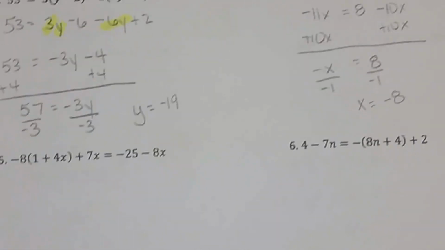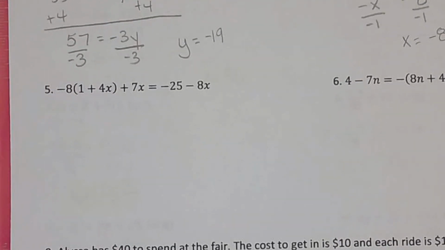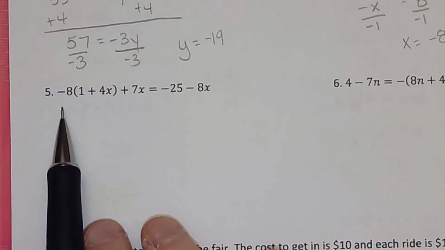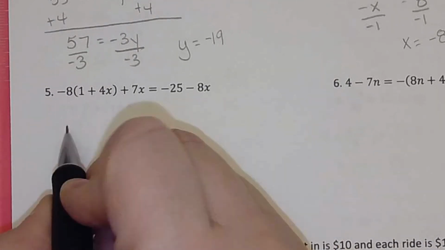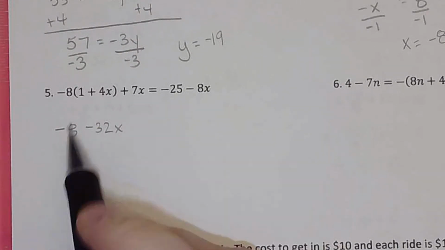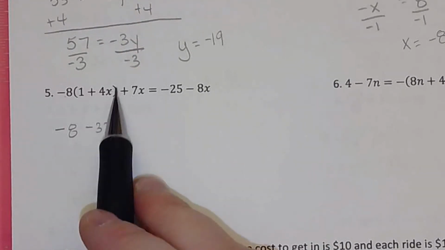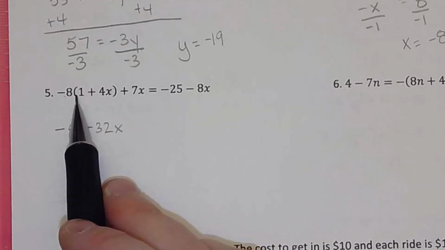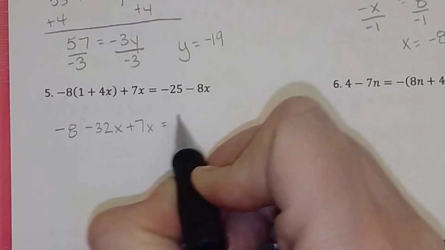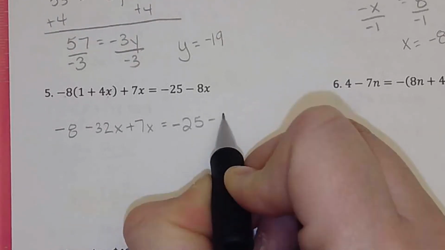X equals -8. The next one is number 5. This is from the printout notes that's on your page. I'm going to distribute -8 times everything. -8 minus 32x. Remember, take -8 times both parts. That's what I noticed a lot of people on the homework were not doing, was distributing to both parts. Plus 7x equals -25 minus 8x.